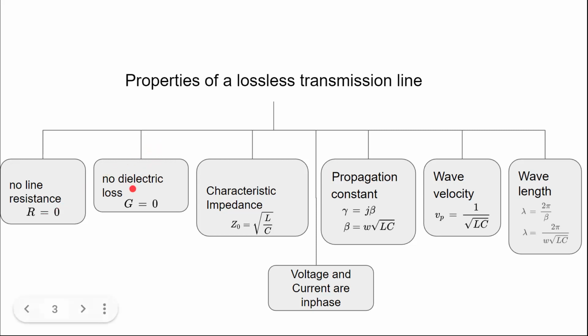And then we have no dielectric loss. That means the dielectric loss that happens when there's a stray current flowing from the top conductor to the bottom conductor. If there are stray currents, the value of G will be some nonzero value. But in this case, we are considering a case where we don't have much dielectric loss.